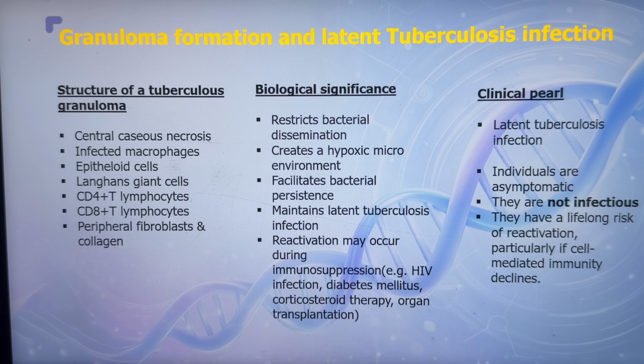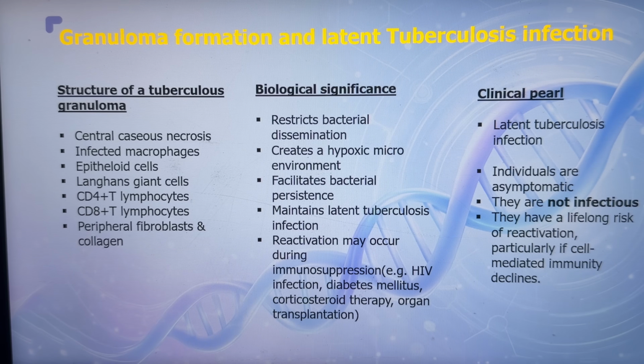Lifelong risk. However, they carry a lifelong risk of reactivation. Approximately 5 to 10% of immunocompetent individuals with untreated LTBI develop active tuberculosis during their lifetime, whereas the annual risk may approach 10% in untreated HIV infection. So remember, latent infection does not imply eradication of the organism. It represents an equilibrium between host immunity and bacterial persistence.